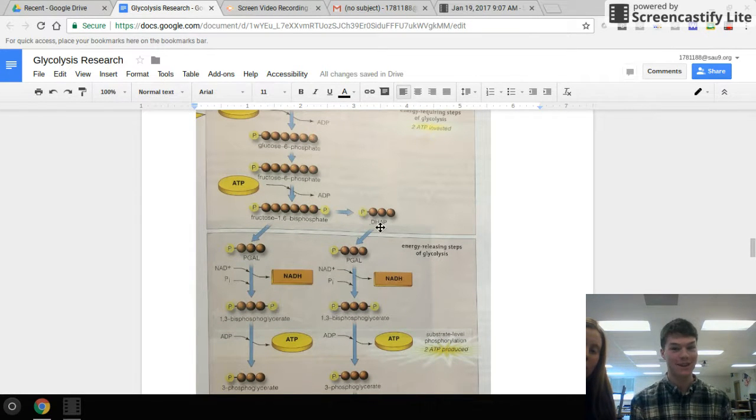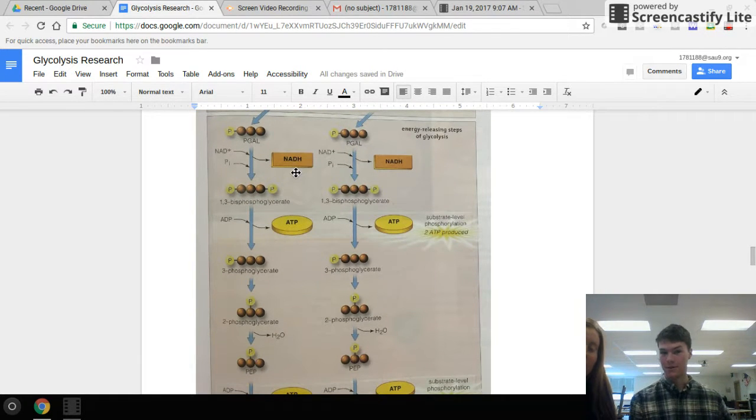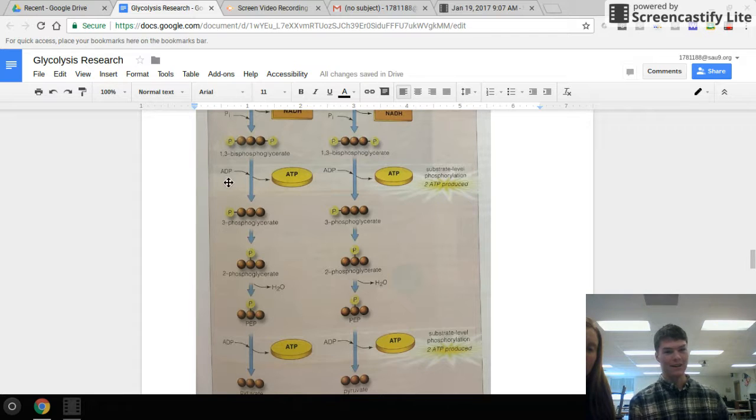Now we're in the energy releasing steps. So some NAD plus comes through and grabs 2 electrons and 1 hydrogen for each of the PGALs, producing NADH as a netted product. This in turn also attaches another phosphate group for each. Now ADP comes along and sucks up one of these phosphate groups and produces ATP, one each. So this creates 2 total ATP, which balances out the 2 that were already used in the energy requiring steps.